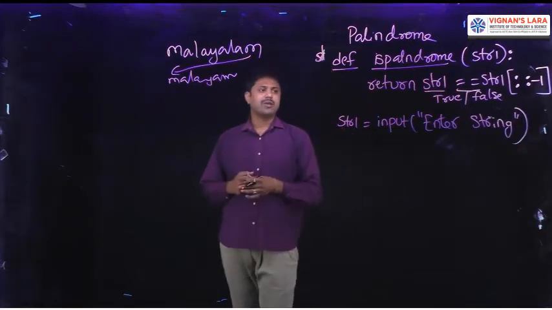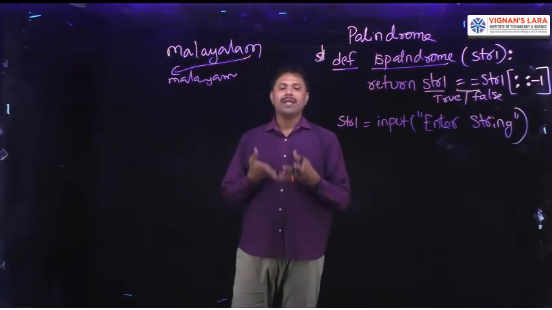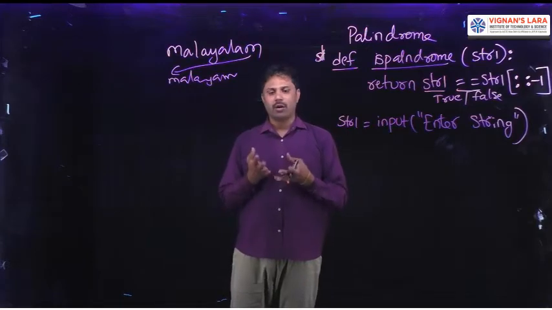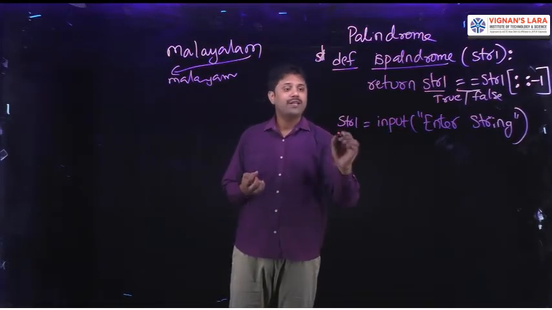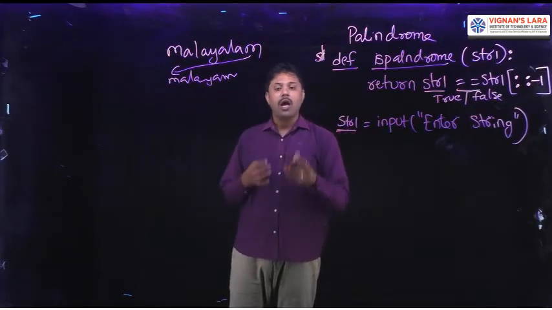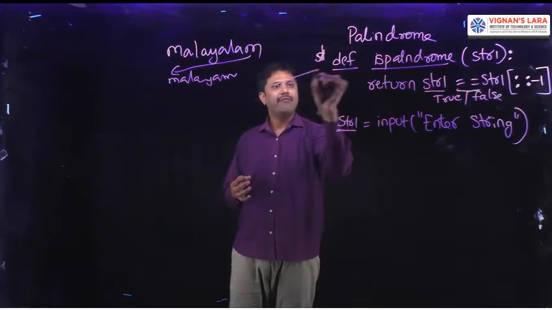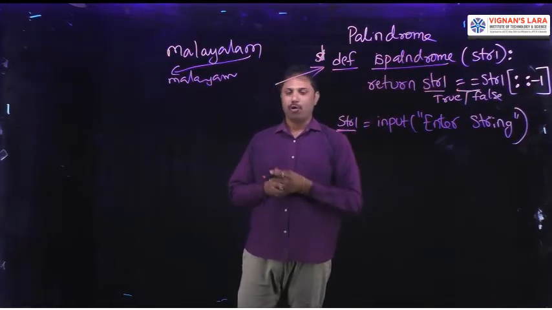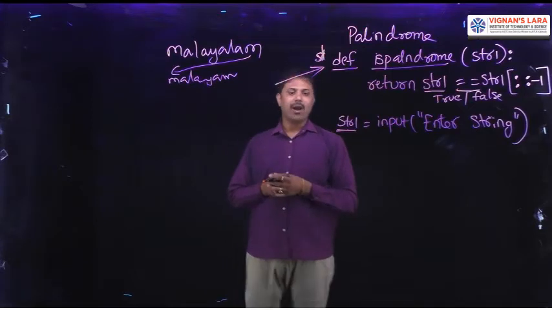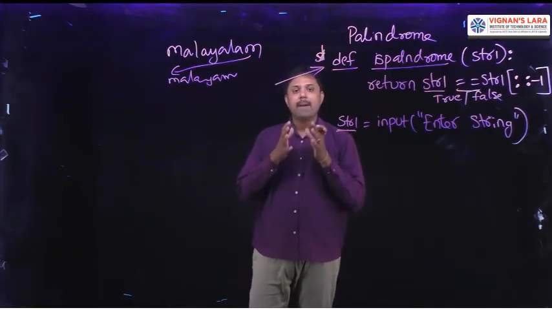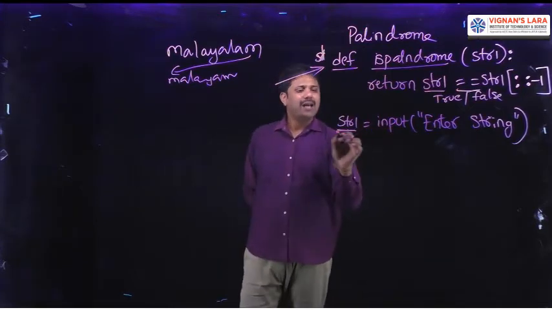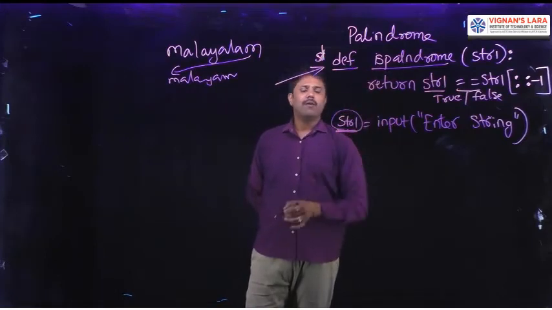I'm taking a string. My duty is to check whether the given string is palindrome or not. To check this, you have an already defined function is_palindrome. Now I pass this string to this function.